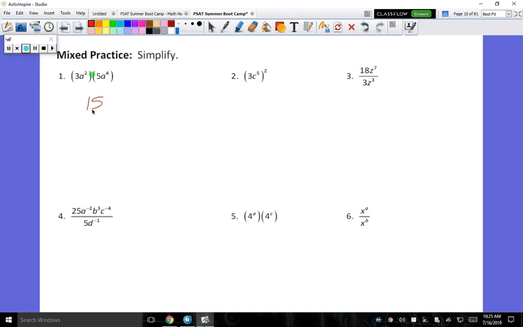15. Now, putting the a's together, since we're multiplying, what would happen to a? A to the 6th. Easy enough. They get more difficult as we go through, but we're going to start off a little easy. Now we have 3c to the 5th. The entire quantity is raised to the 2nd power. My question to you is, does this 2 apply to all powers inside of parentheses, yes or no?